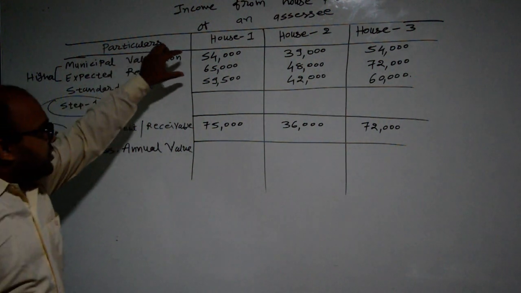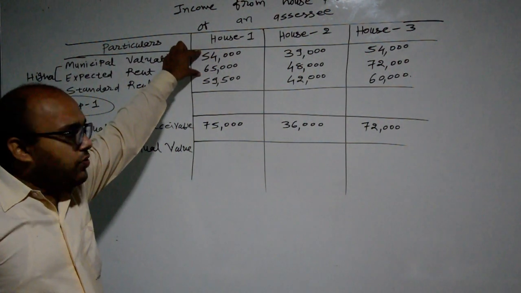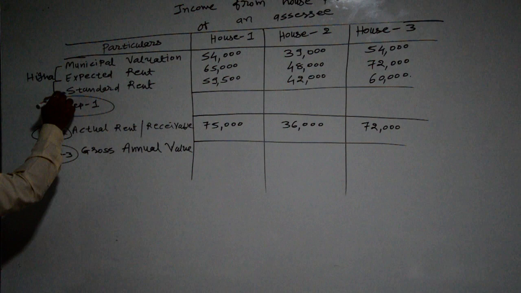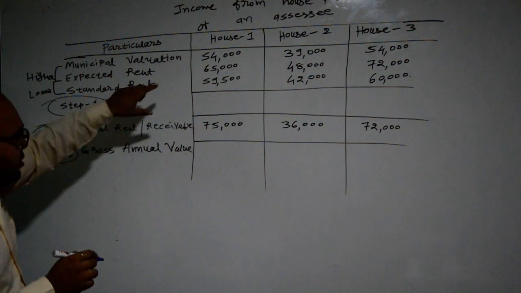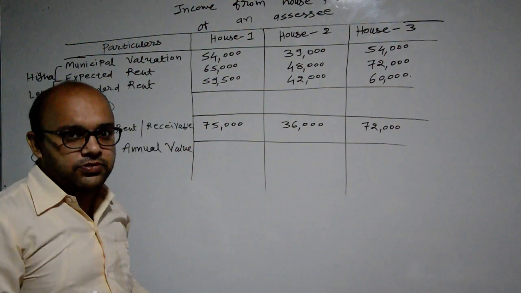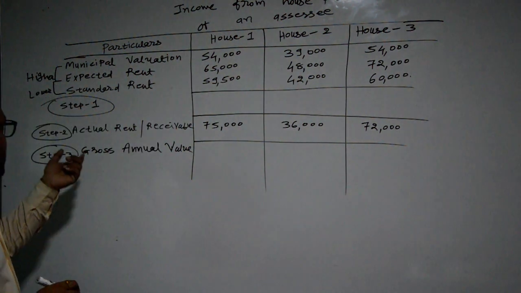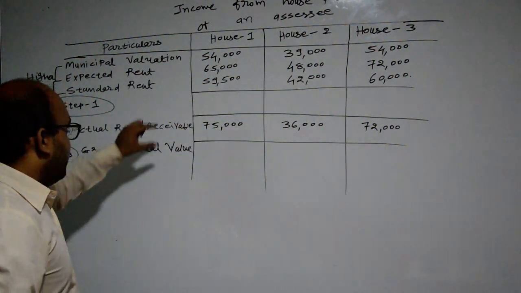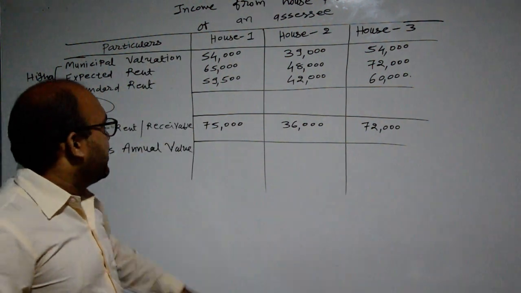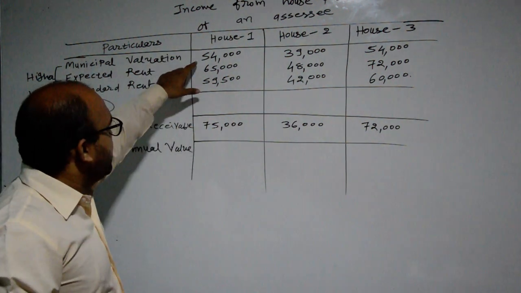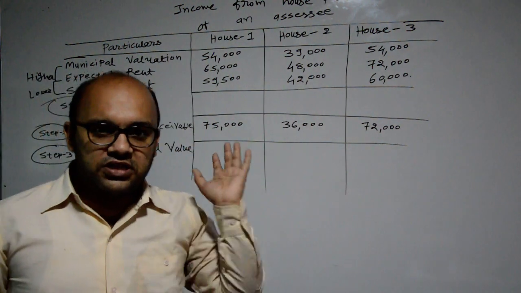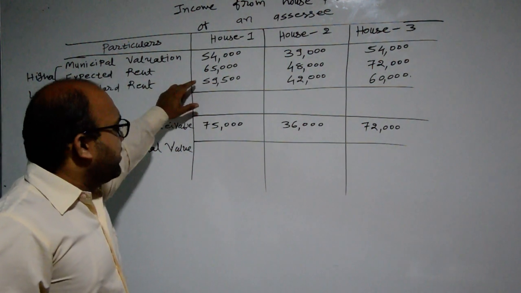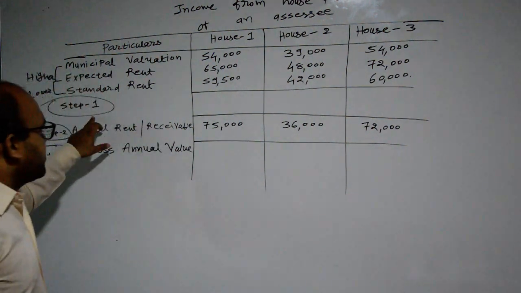After selecting the amount from these two, we will compare it with the standard rent, and here we will consider the lower amount. So first 54,000 and 65,000, then 65,000 is selected, and then it will be compared with standard rent 59,500. Here the lower amount will be selected. First we select the higher amount, then compare with standard rent and select the lower amount. This is our step 1.